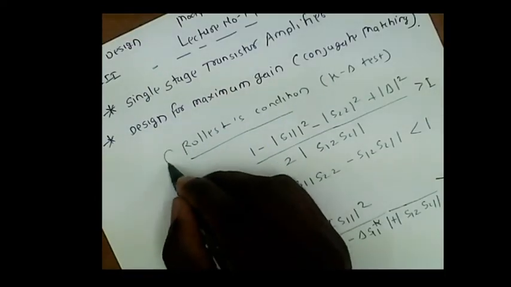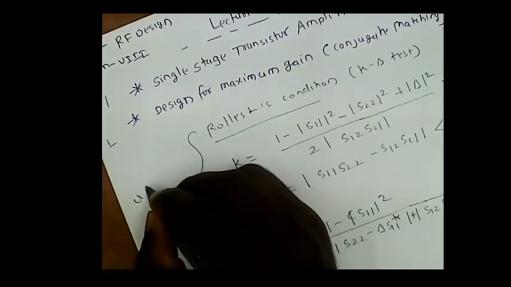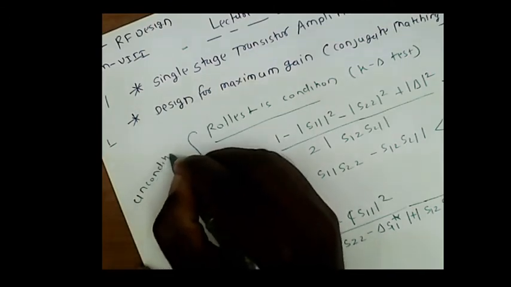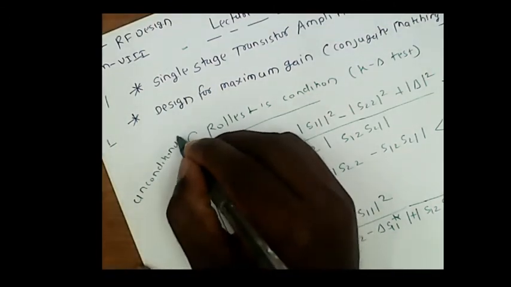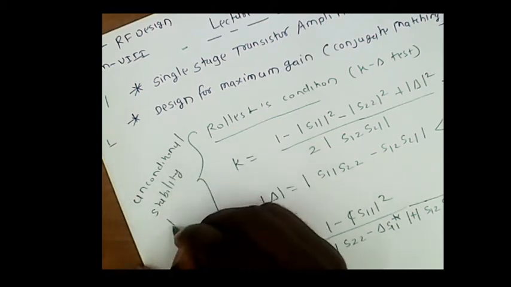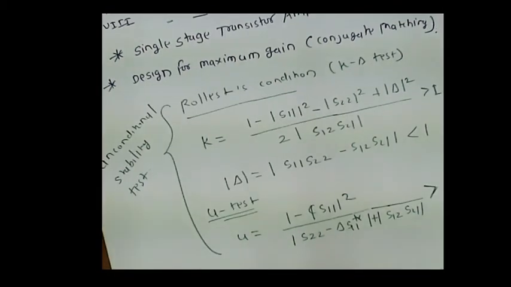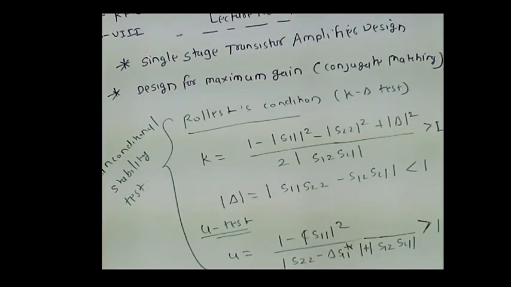So these are the unconditional stability tests. Then we go on to draw the stability circles, which we saw in the previous lecture. So this is all about the previous lectures.